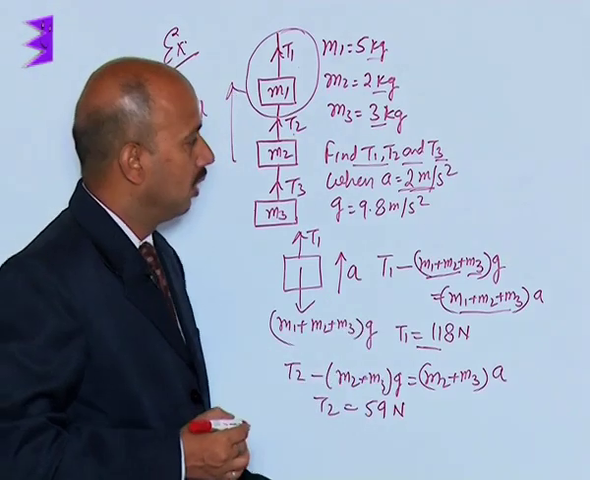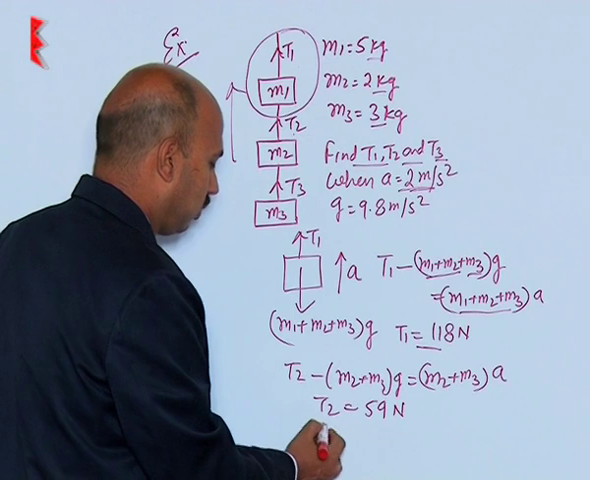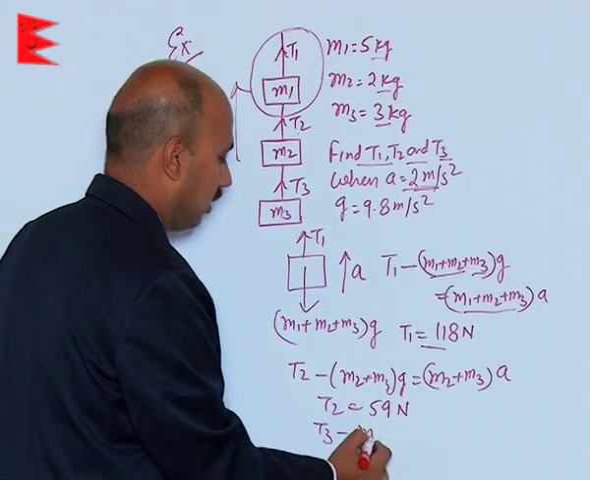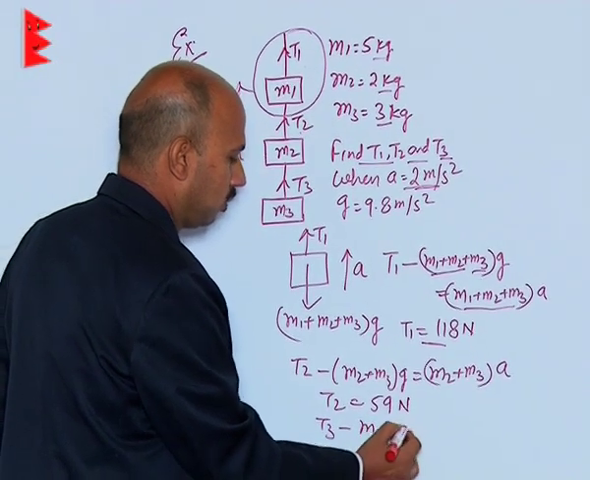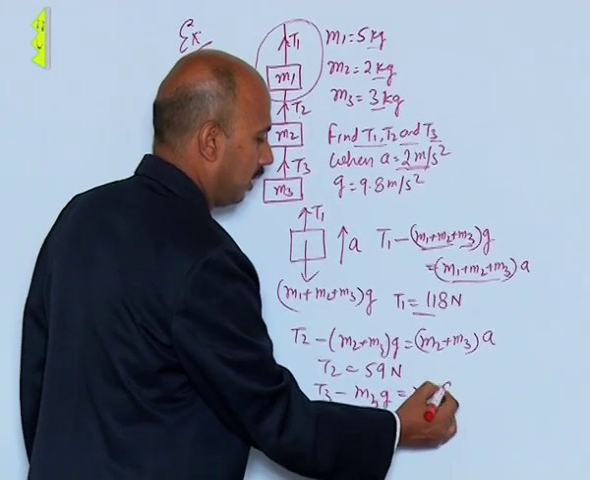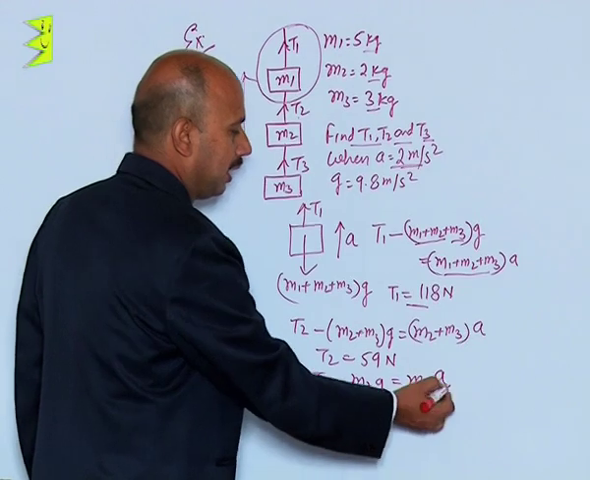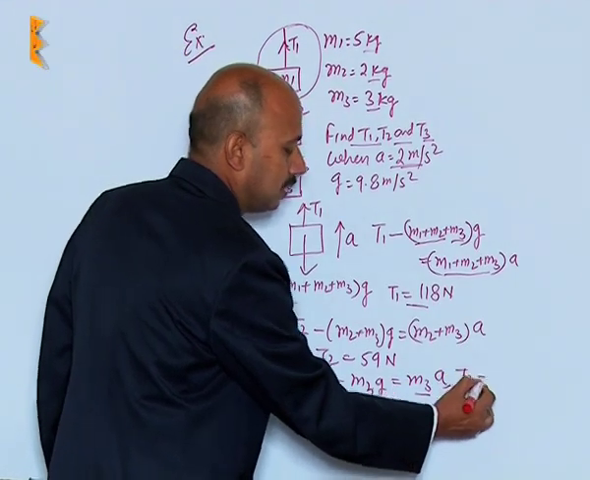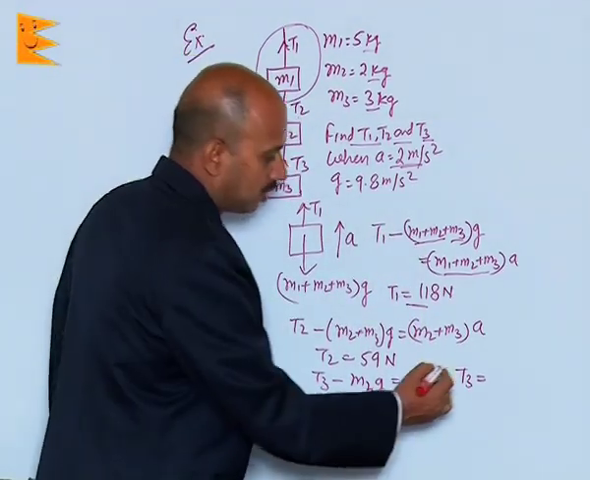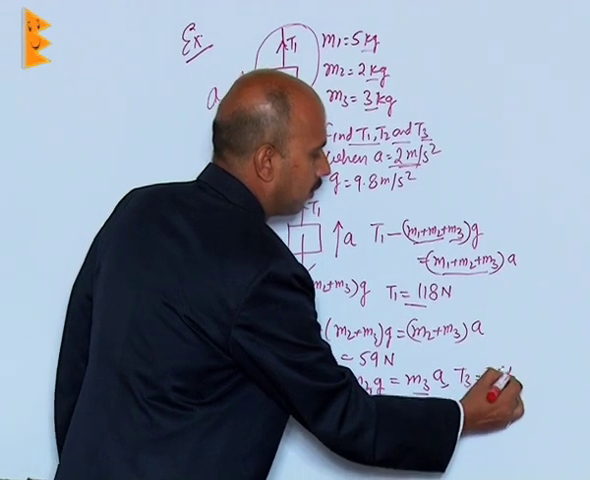If you are taking T3, you can write T3 minus M3 G is equal to M3 into A. By putting in M3, G and A, you will get T3 equal to 35.4 Newton.